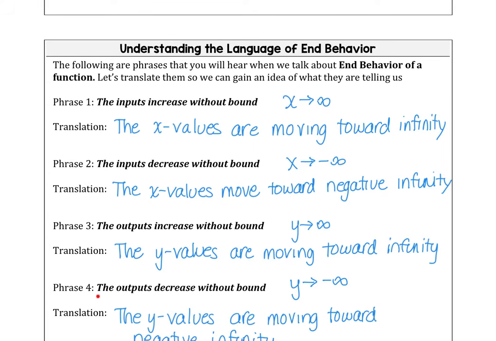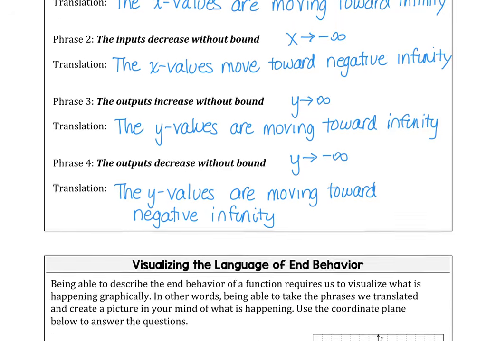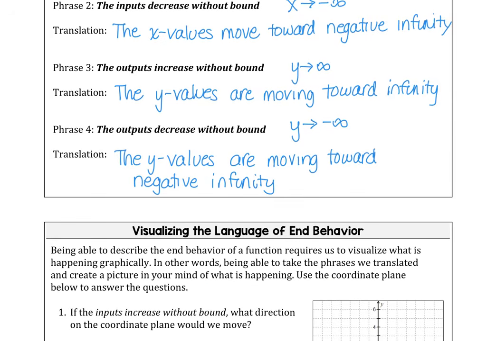And finally, phrase 4, the outputs decrease without bound means y is approaching negative infinity, or translating that, the y values are moving toward negative infinity. So using the language properly is important in our course.